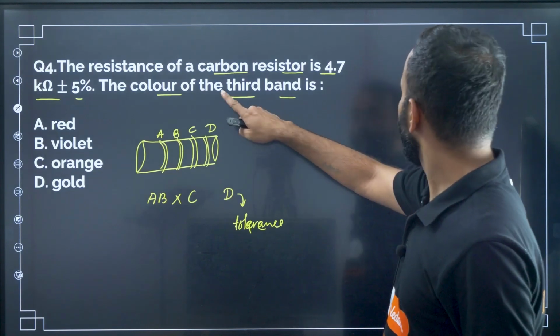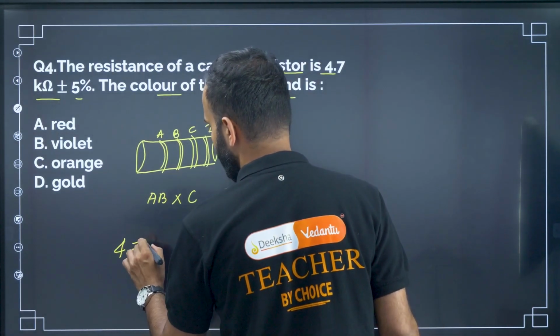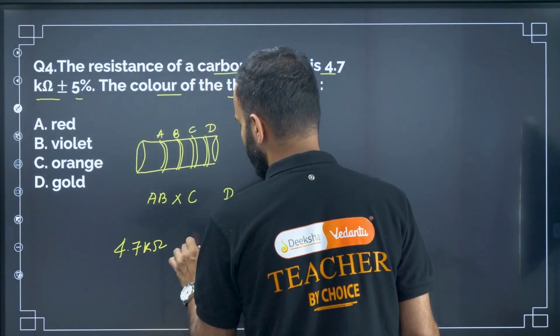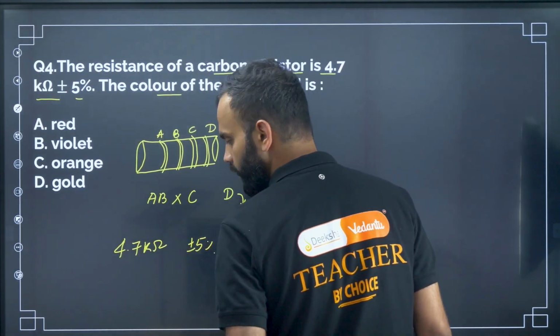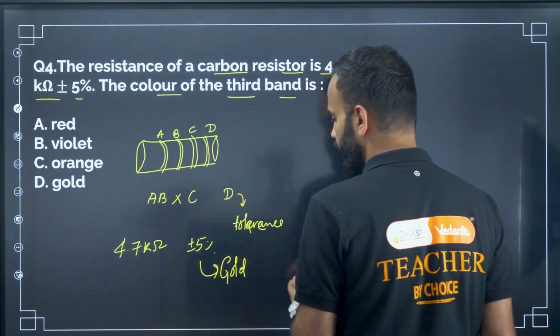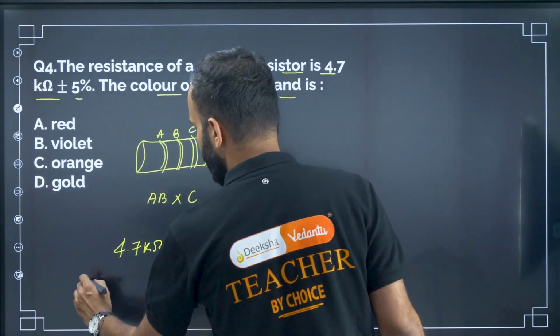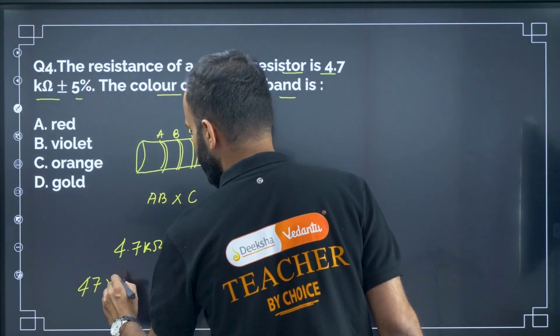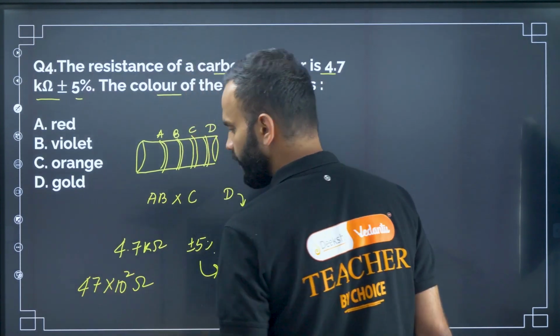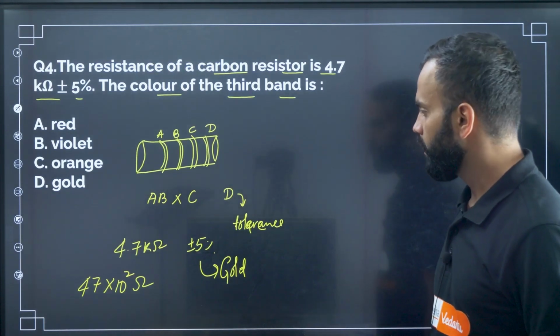Okay, so here it is 4.7 kilo ohm and plus or minus 5% tolerance. So this is for gold. Now I can write 4.7 kilo ohm as 47 into 10 to the power 2 ohm, right?